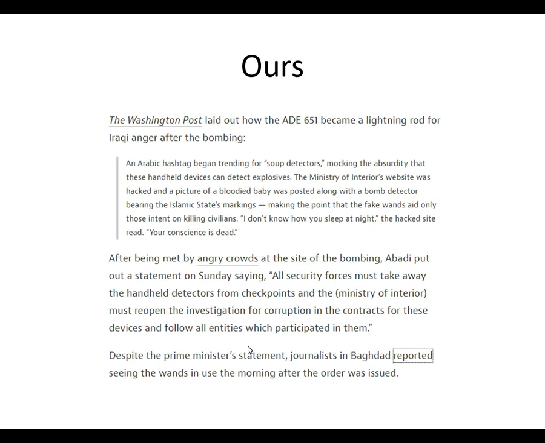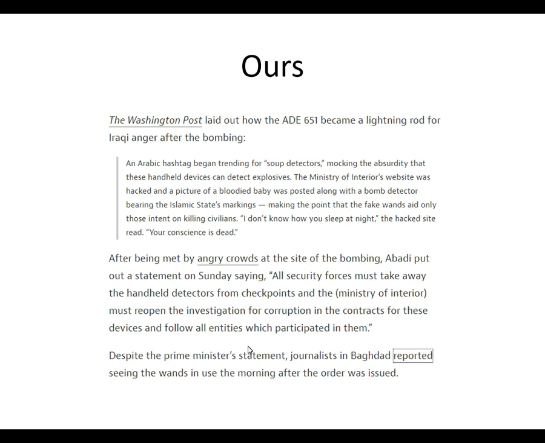After yet another bombing in the capital was blamed on the scam devices, quote, an Arabic hashtag began trending for soup detectors, mocking the absurdity that these handheld devices can detect explosives. The ministry's interior website was hacked, and a picture of a bloodied baby was posted along with the bomb detector bearing the Islamic State's markings, making the point that the fake wands aid only those intent on killing civilians.